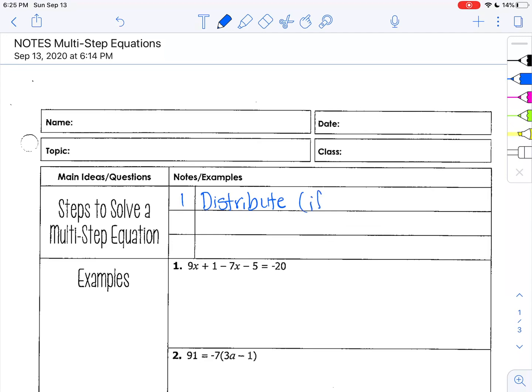And remember, we only do that if needed. So only if we have parentheses with a number directly in front of that parentheses. Second, in order to simplify an equation, we want to complete the combining of like terms, if needed.